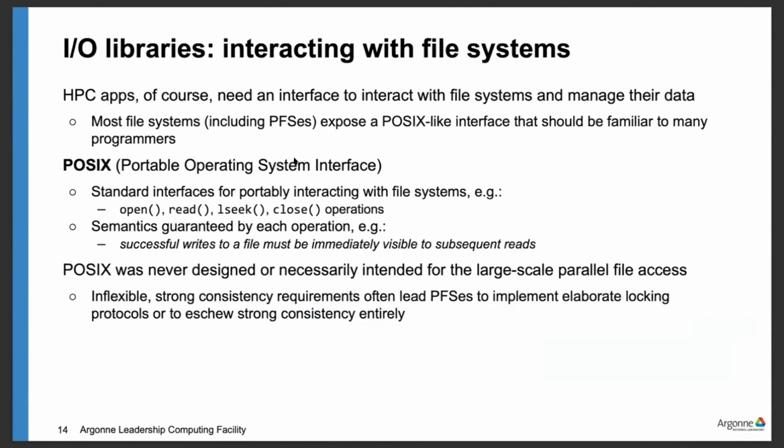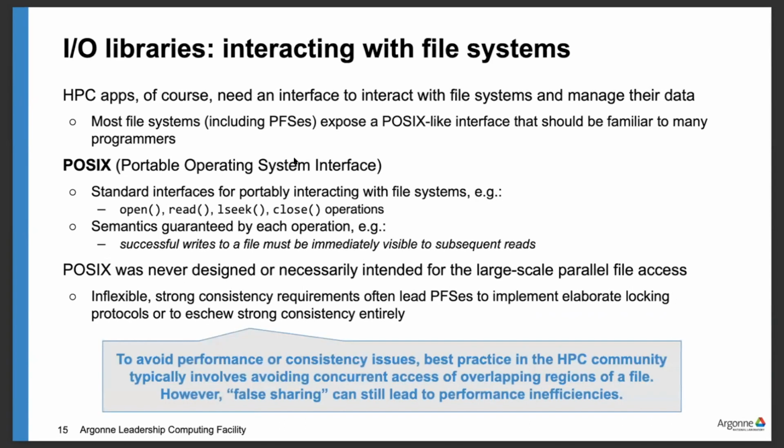So all that to say, POSIX wasn't designed or intended to be used in these sorts of contexts, so large-scale parallel accesses of files. The inflexible and strong consistency requirements really tend to lead file systems to either implement elaborate locking or leasing protocols, or to just completely avoid strong consistency entirely. So to avoid these performance or consistency issues, the best practice in the HPC community has pretty much been to avoid concurrent access of overlapping regions of a file.